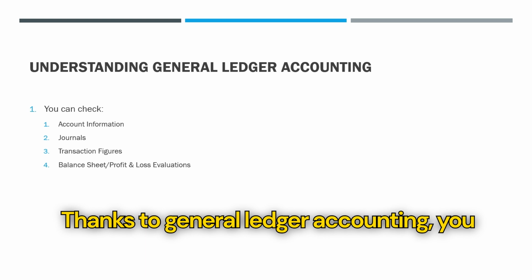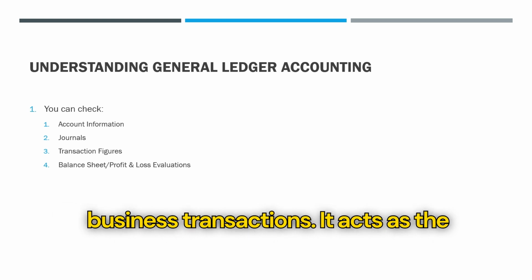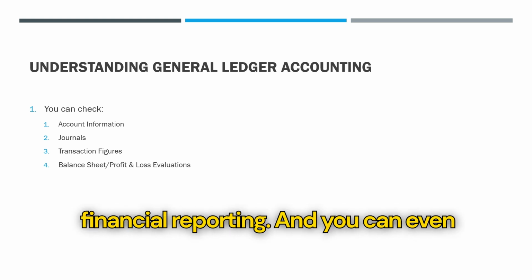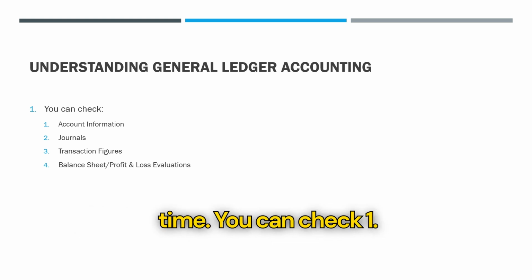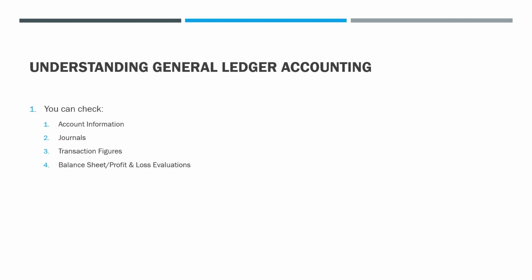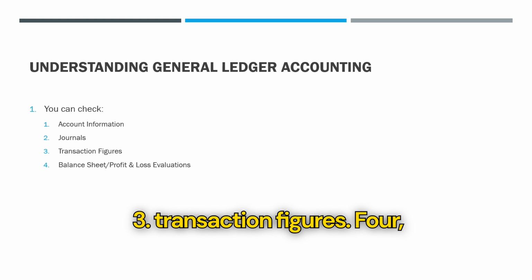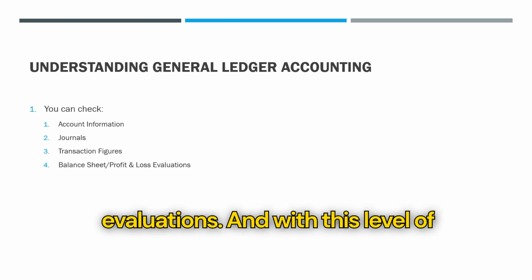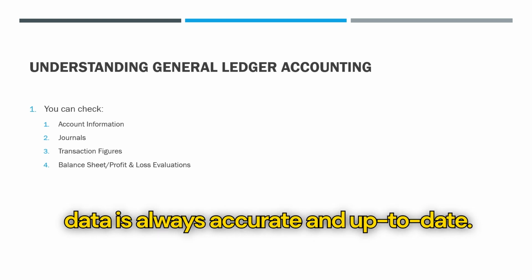Thanks to general ledger accounting, you always have a complete record of all your business transactions. It acts as the centralized reference point for all your financial reporting, and you can even track individual transactions in real time. You can check 1. Account information, 2. Journals, 3. Transaction figures, 4. Balance sheet profit and loss evaluations. And with this level of detail, you can ensure your financial data is always accurate and up to date.